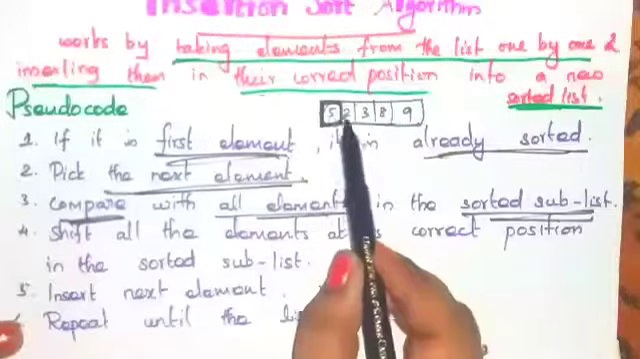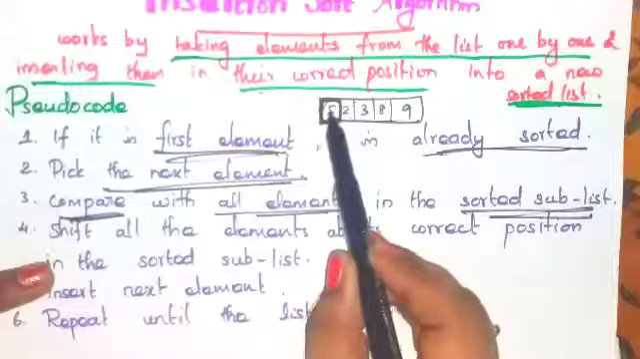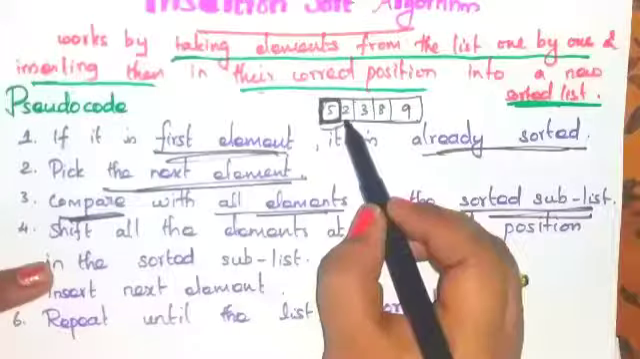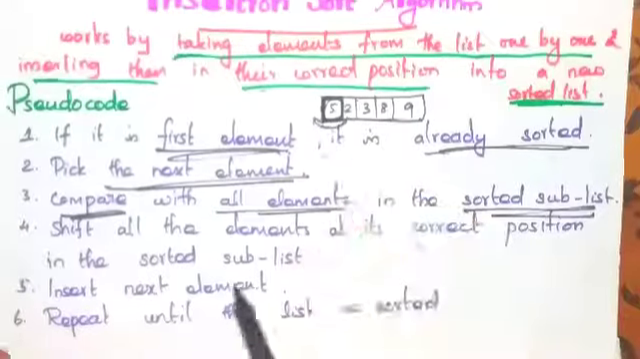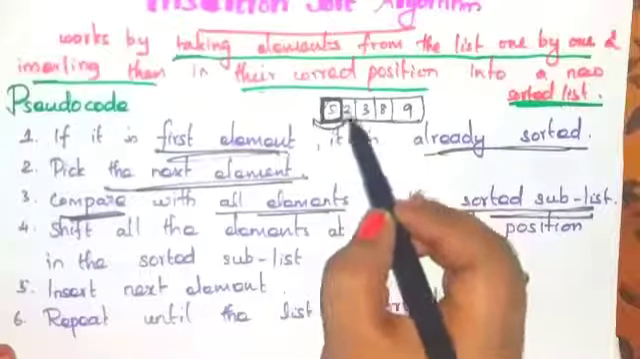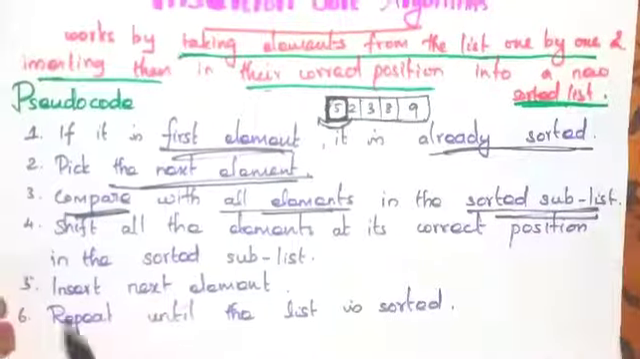So compare these two elements. Which one is greater? This 5. Which one is smaller? 2. So you have to insert this 2 here in the sorted list, because 5 is greater than 2. See the next point.